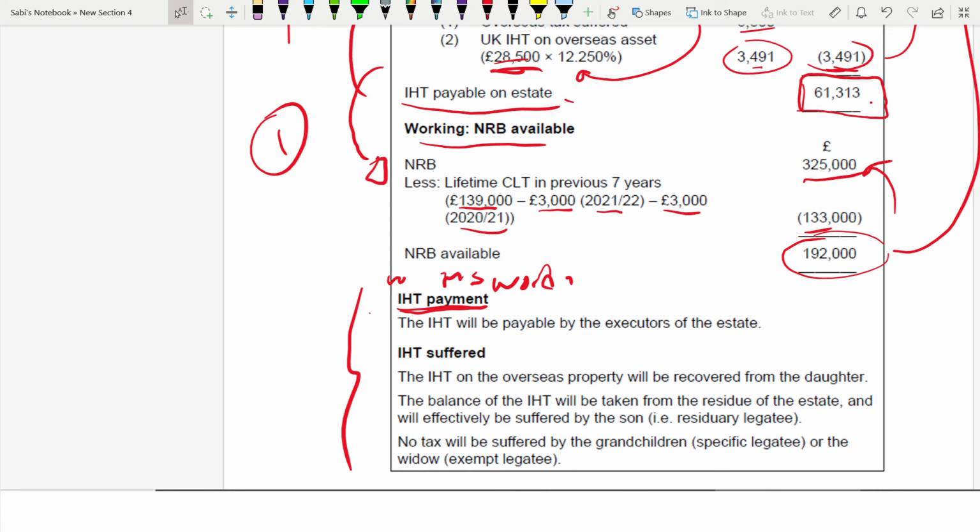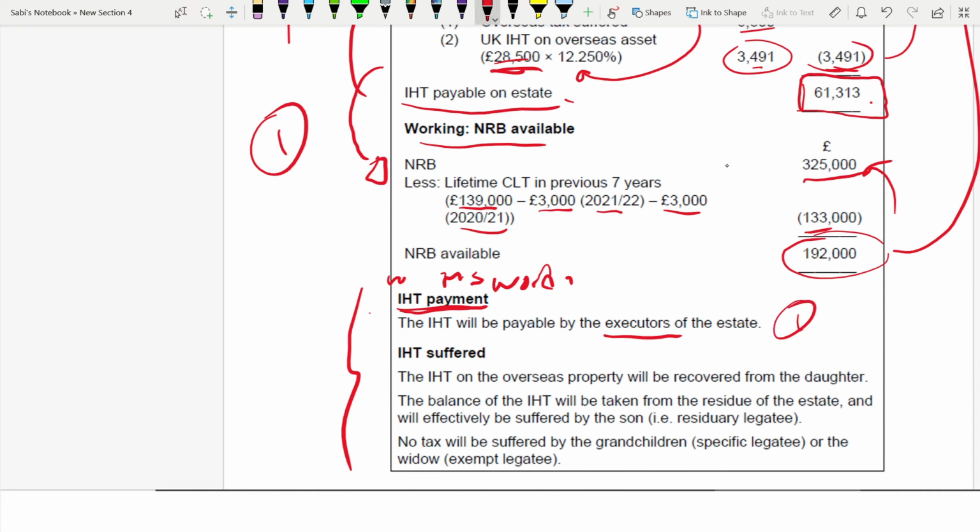Once I will do a past paper of ATX and show you how to mention your workings in Excel and in MS Word, how to reference. So IHT payment, who will pay? Executors. IHT will be payable by the executors of the estate. Just one line is enough. Do not elaborate too much.